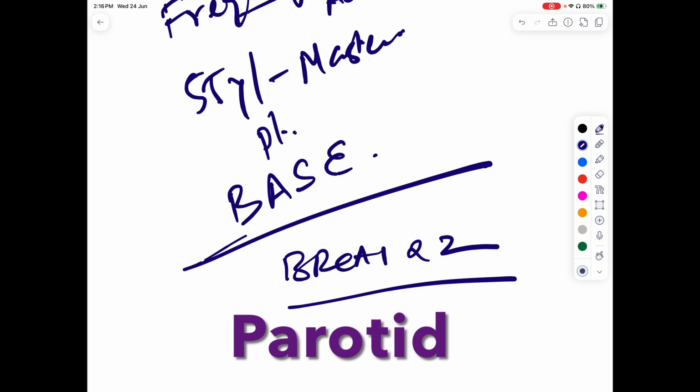Again, FNAC and true-cut biopsy are done. True-cut is histopathology, FNAC is fine-needle cytology. A test that can be done is immunohistochemistry to check the receptor status: estrogen receptor, progesterone receptor, and HER2 receptors. These are the receptor studies which have to be done.